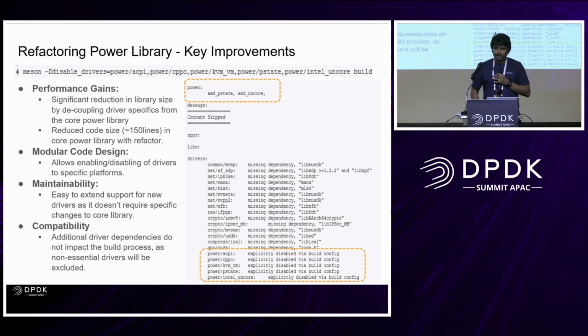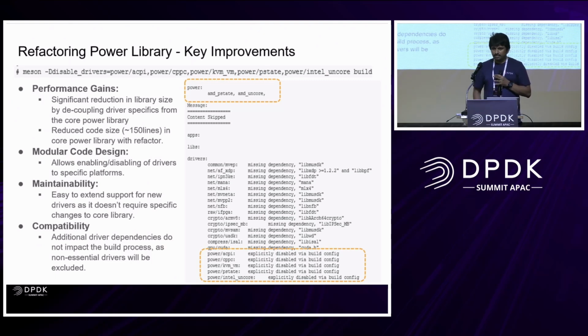What these changes bring is that you can explicitly disable drivers which are not relevant for your platform. For example, if you are operating on AMD platforms, the only supported power management drivers are going to be ACPI and, if you want to be specific about P-State, the AMD P-State driver, which is enabled in the DPDK ecosystem. So you can explicitly enable only those drivers and disable everything else using the standard Meson infrastructure.